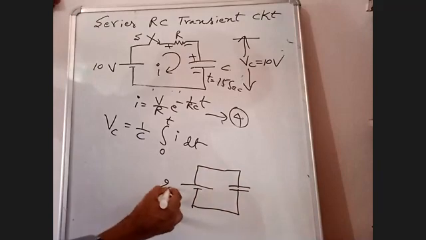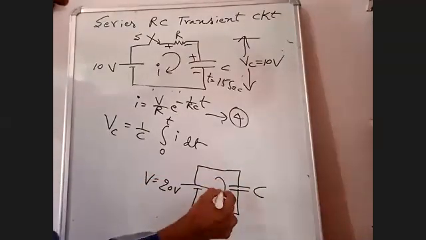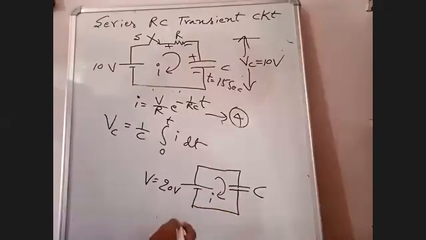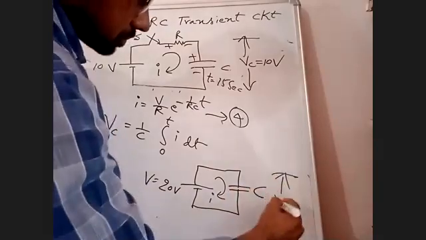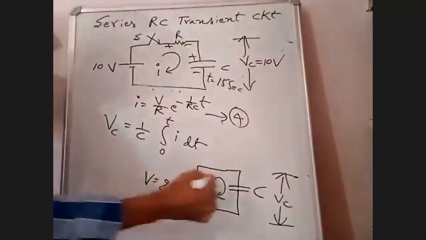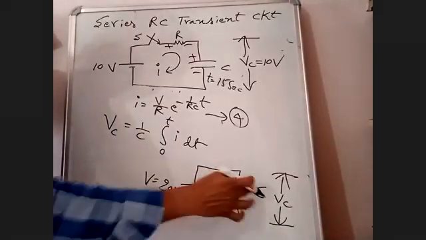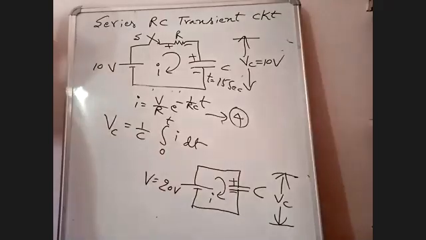Let us take 20 volts. Now, the capacitor is charging. At t equal to 0, the capacitor will act as a short circuit. The capacitor is charging with the polarity plus and minus. Once it is short circuited, current is flowing in this loop.